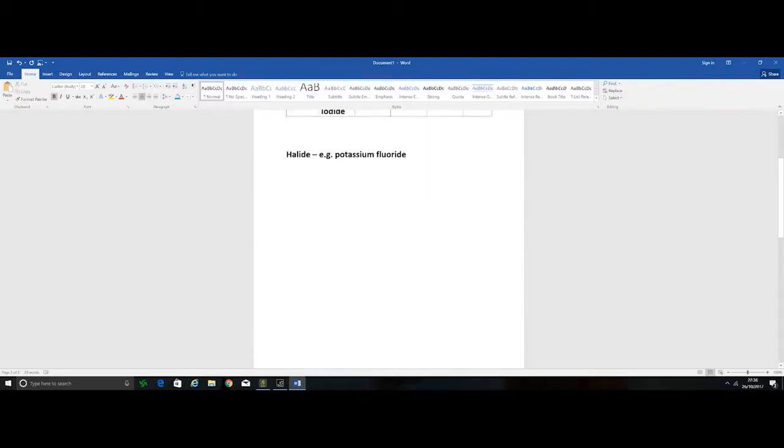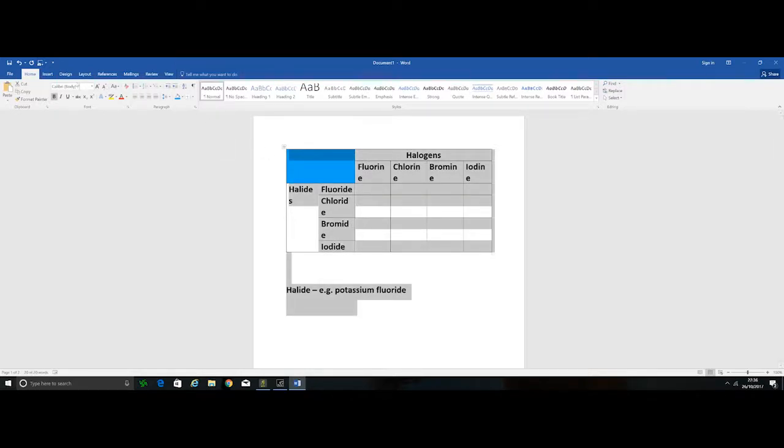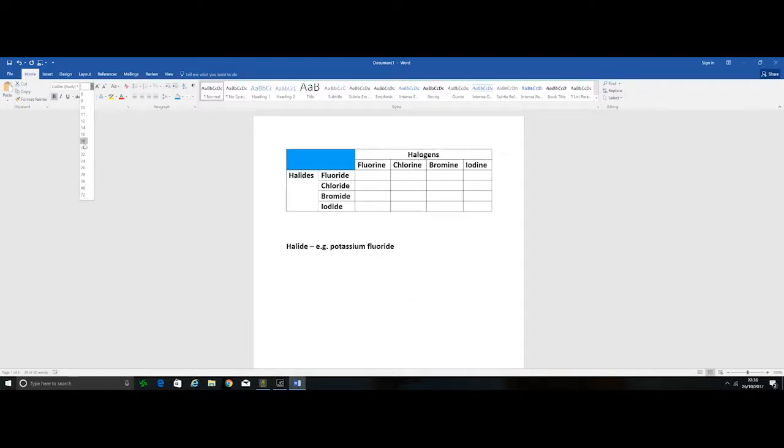By the end of today's lesson you should be able to know whether or not a reaction will take place. If you look at this table here, we've got our halogens, and if you remember from the last tutorial, you've got fluorine, chlorine, bromine and iodine.